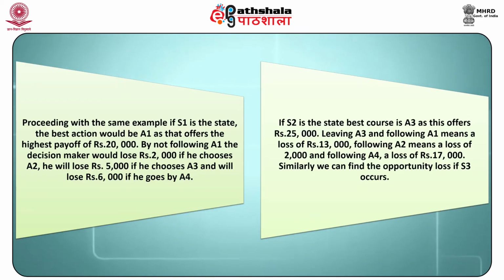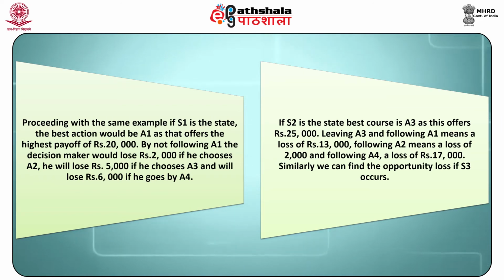Solution: proceeding with the same example, if S1 is the state, the best action would be A1, as that offers the highest payoff of rupees 20,000. By not following A1, the decision maker will lose rupees 2,000 if he chooses A2. He will lose rupees 5,000 if he chooses A3 and will lose rupees 6,000 if he goes by A4. If S2 is the state, the best course is A3, as this offers rupees 25,000. Leaving A3 and following A1 means a loss of rupees 13,000, following A2 means a loss of rupees 2,000, and following A4 a loss of rupees 17,000.